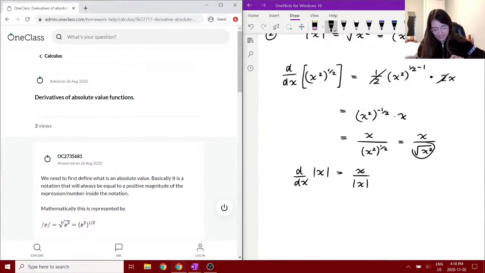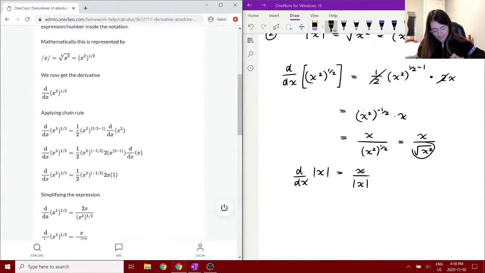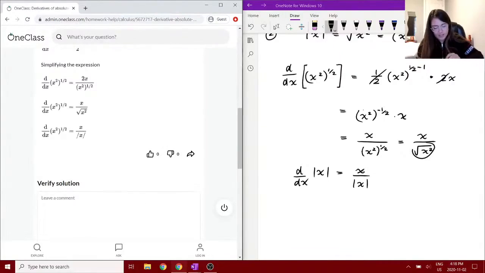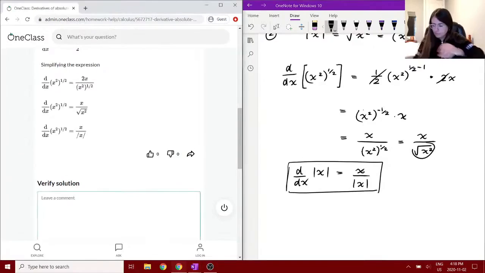Okay. Going through this solution here, they came up with the same thing. So we're good to go. Just going to leave a comment. Oops, that's correct. And we can move on to the next question.